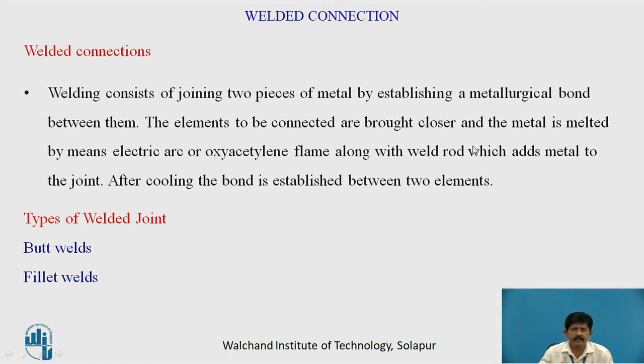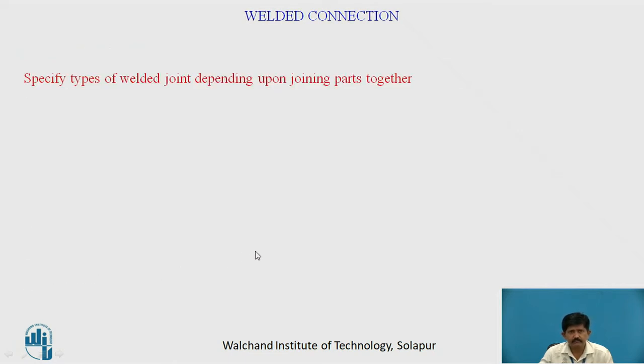After cooling, the bond is established between the two elements. So, welding can be done by lap weld or butt weld. Lapping is also called a fillet weld. So, the types of welded joints are butt weld and fillet weld. A fillet weld is done in the case of a lap joint. Specify the types of welded joint depending upon the joining of parts.